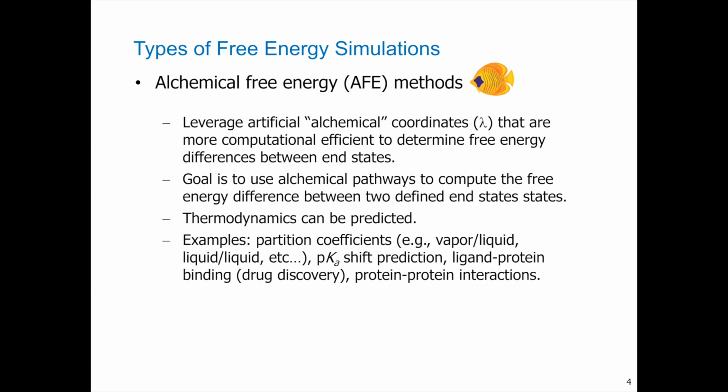The goal here is to use these alchemical pathways to compute just the free energy differences between the end states and not necessarily the path in between them. The path is artificial and designed so that the difference between the end states can be computed effectively. So here, thermodynamics can be predicted, but not kinetics. Examples would be things like partition coefficients, vapor to liquid, such as solvation free energies, hydration free energies, liquid-liquid partition coefficients like water-octanol, pKa shift prediction, protein-ligand binding, and protein-protein interactions.